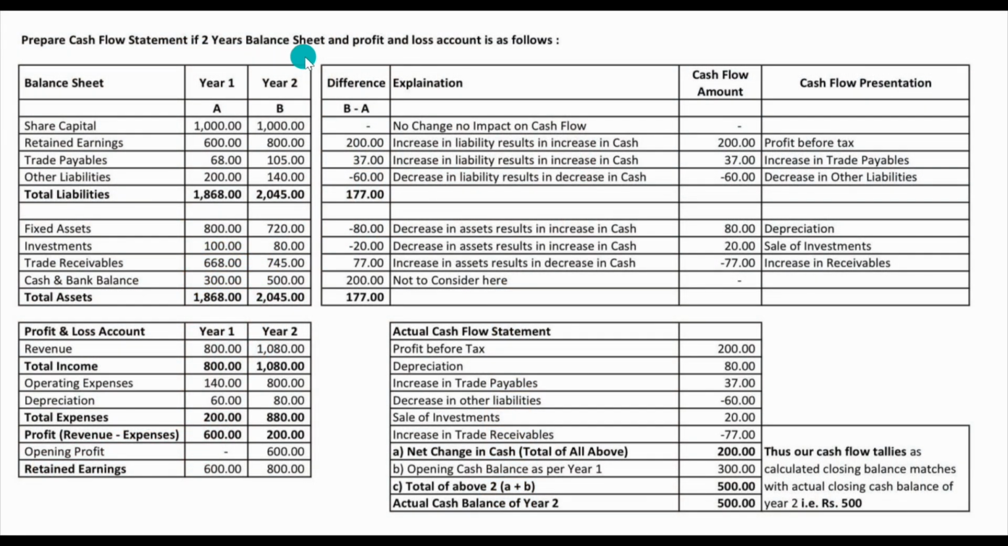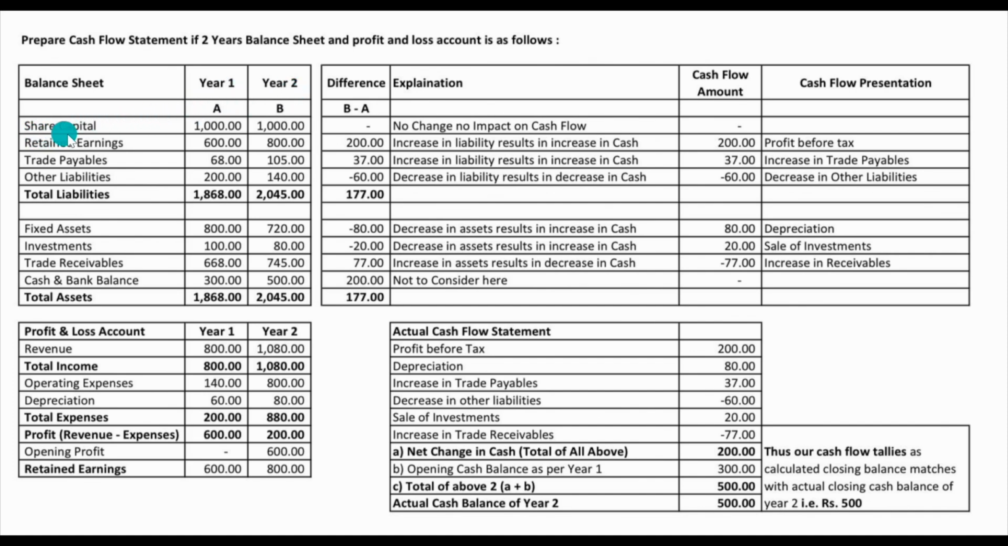Statement: if two years' balance sheet and profit and loss account are as follows. So here the two years' balance sheet and profit and loss account are given. Let us first understand what the various items appearing on the balance sheet in year 1 and year 2 are.